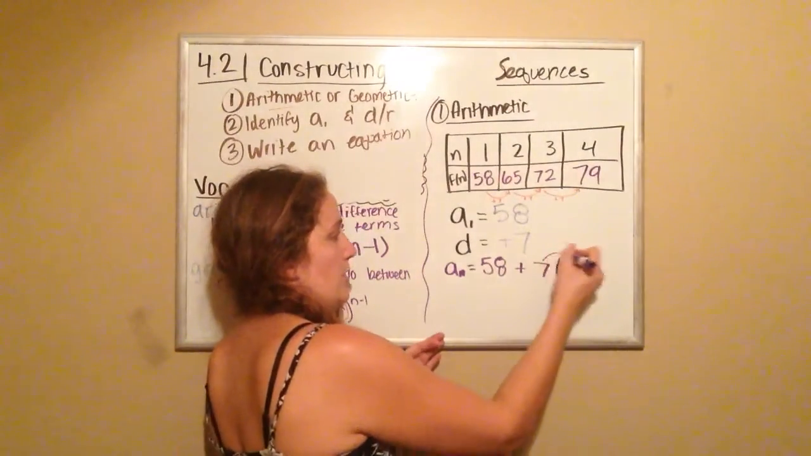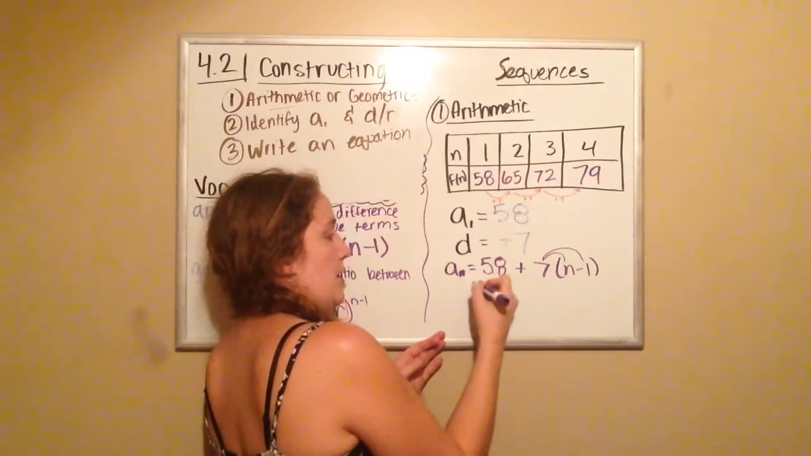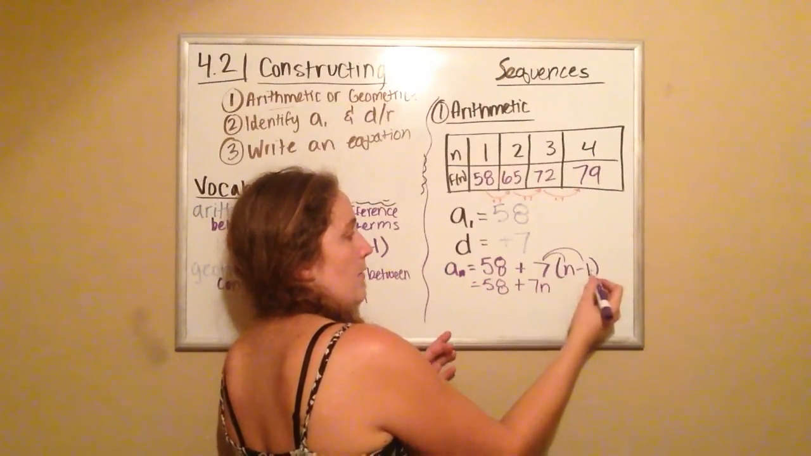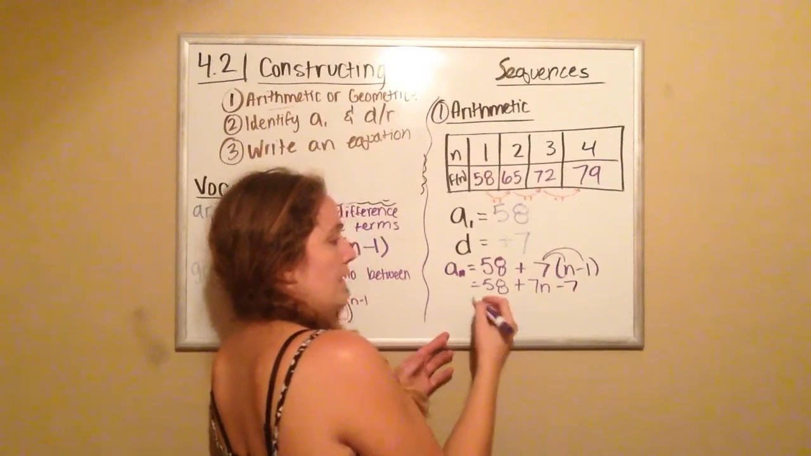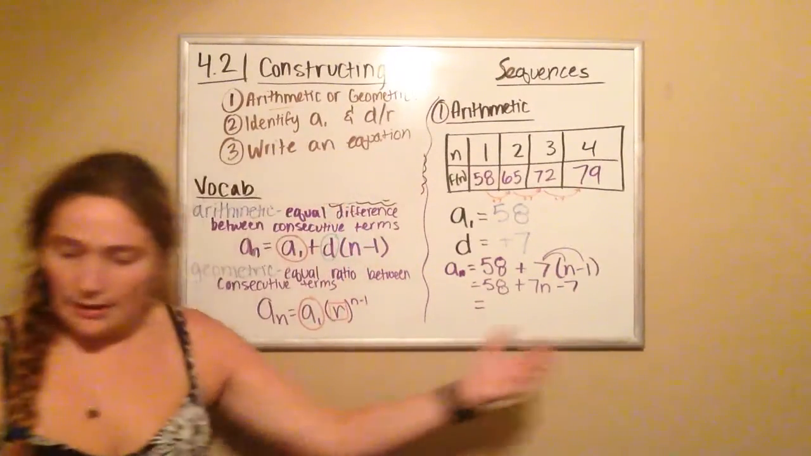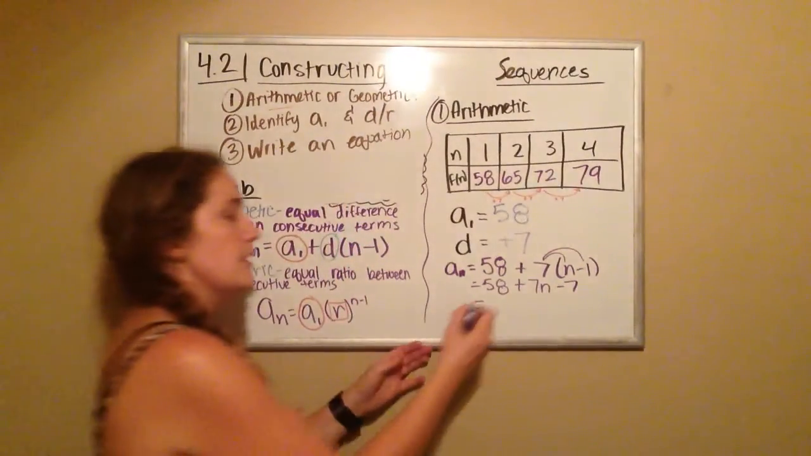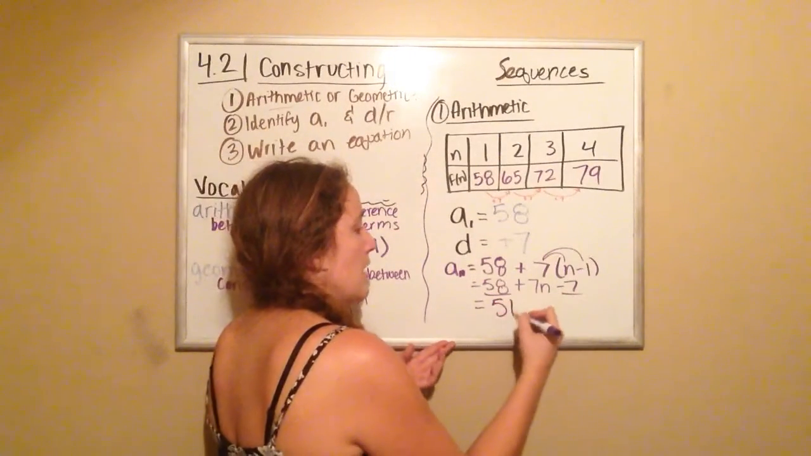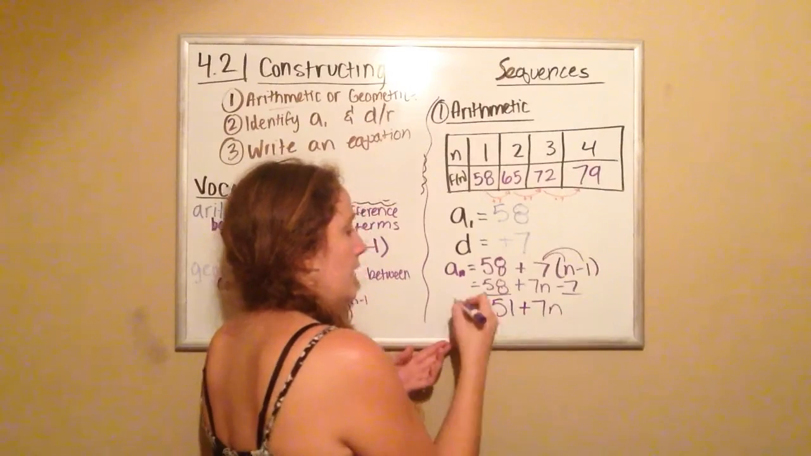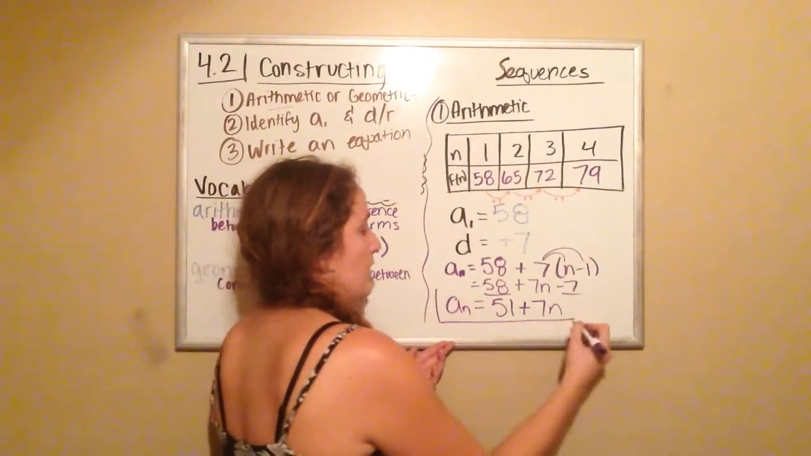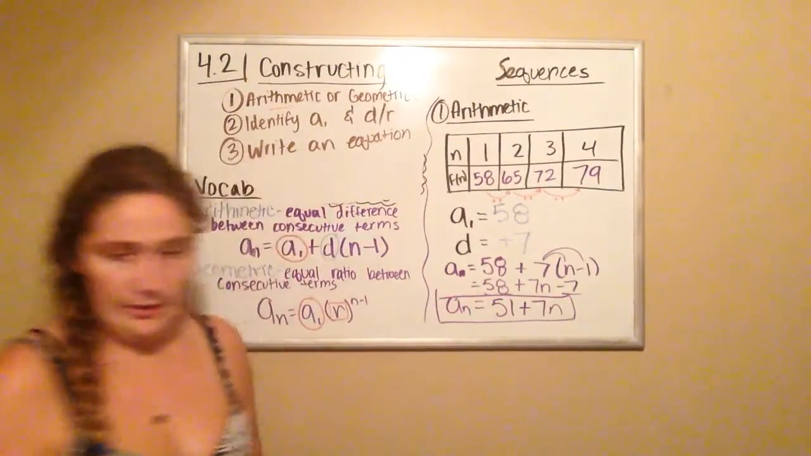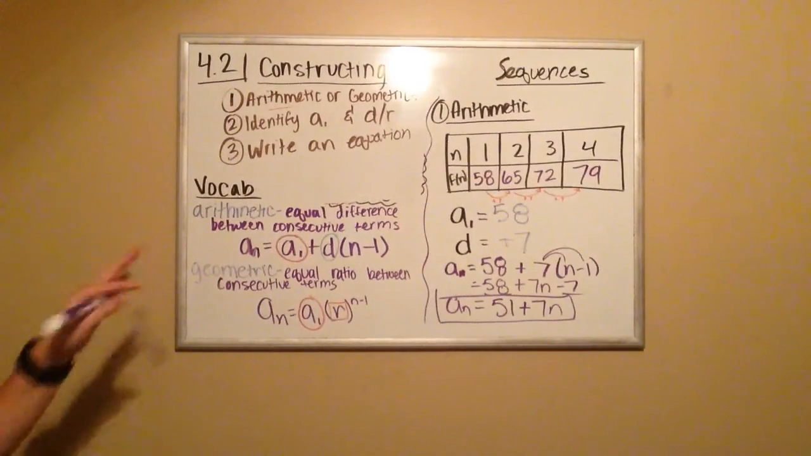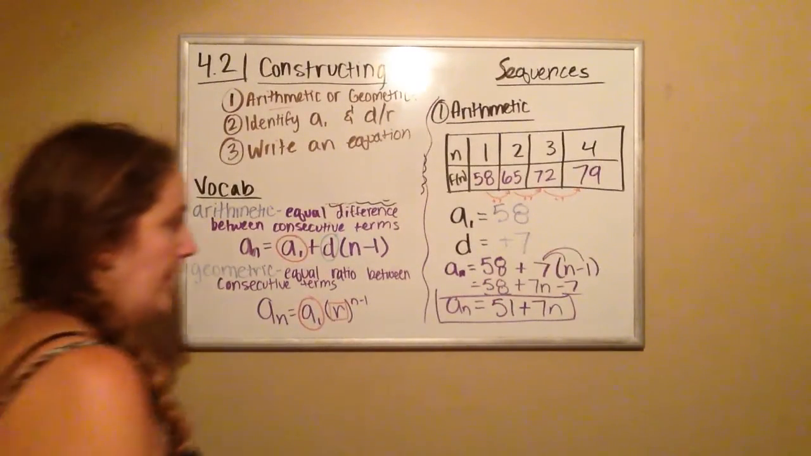So we can distribute our 7, and we get 58 plus 7n, 7 times negative 1, minus 7. Okay, well we have two like terms here, two numbers, so we're just going to combine these together. 58 minus 7 is 51, plus 7n. And that would be our final answer. That's what we would use to write out an equation. That's our final equation.